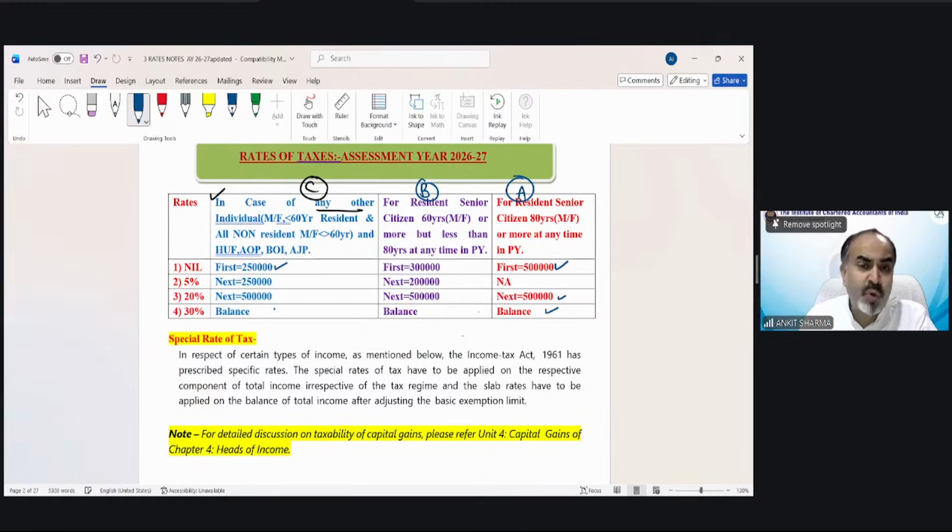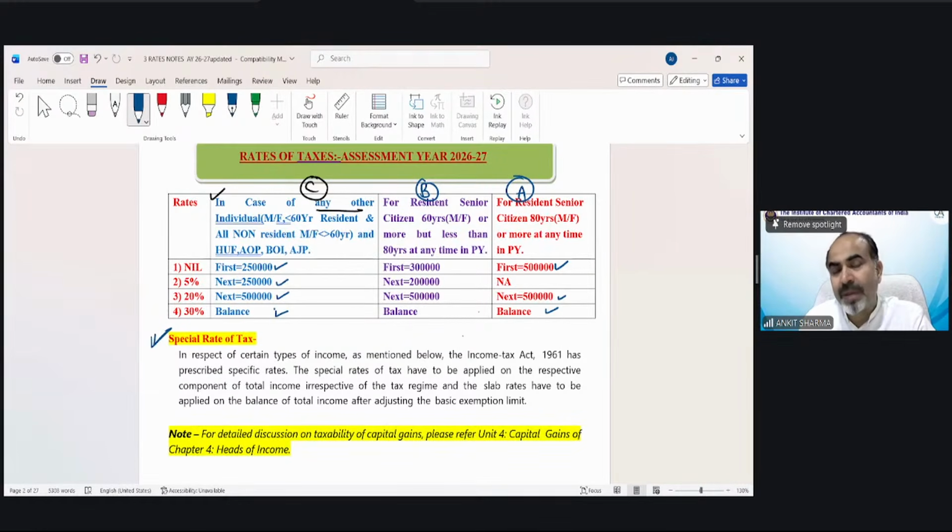Next 5 lakh 20% and balance is 30%. Normal case: up to 250 nil. Next 250 5%. Next 5 lakh 20%. Balance is 30%. Whatever this table makes you understand, we have understood with the help of that chart as we have discussed. But these are not the only rates, these are the normal rates. We have a special rate of tax also.